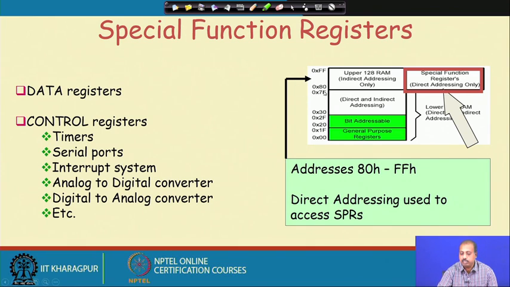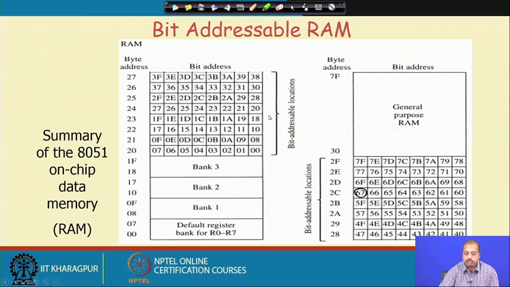And this 30 to 7F, this is basically the RAM space. You can store some temporary data there, and you can use it for the stack. All this can be done.